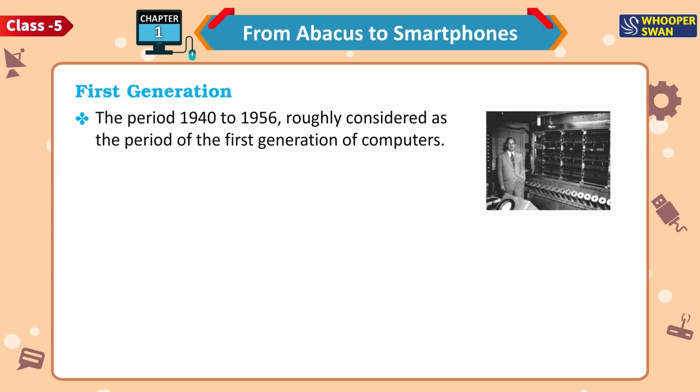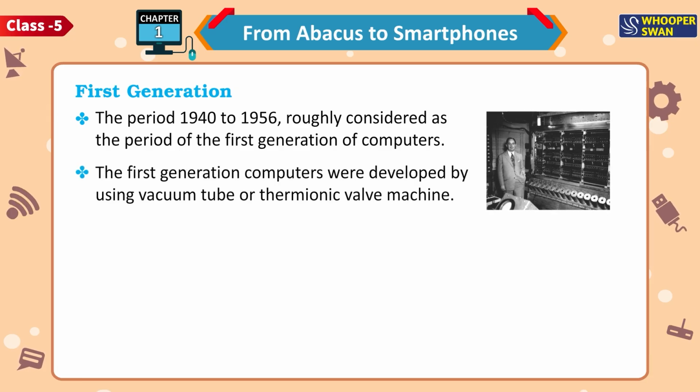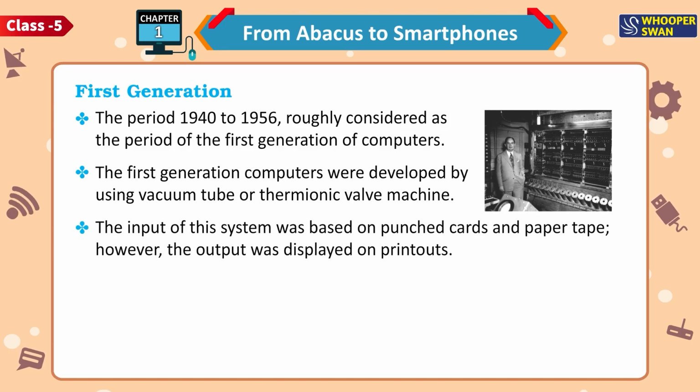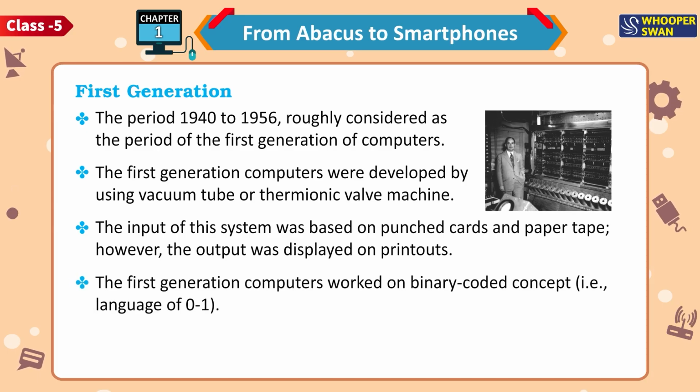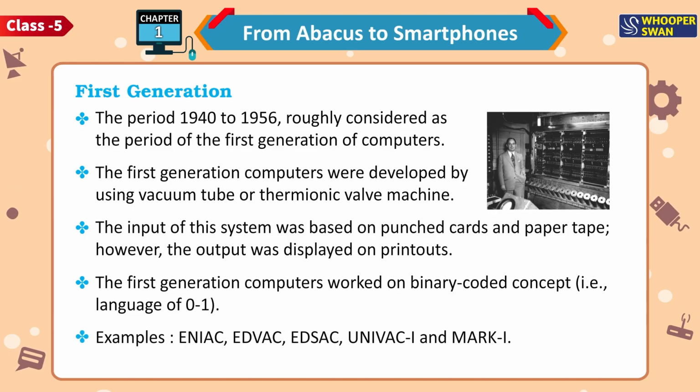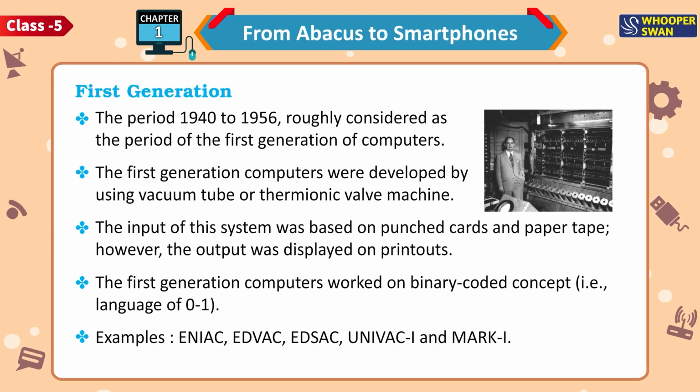First generation, the period 1940 to 1956, is roughly considered as the period of the first generation of computers. The first generation computers were developed by using vacuum tube or thermionic valve machine. The input of this system was based on punched cards and paper tape, however, the output was displayed on printouts. The first generation computers worked on binary coded concept, that is, language of 0 and 1. Examples: ENIAC, EDVAC, EDSAC, UNIVAC I and Mark I.